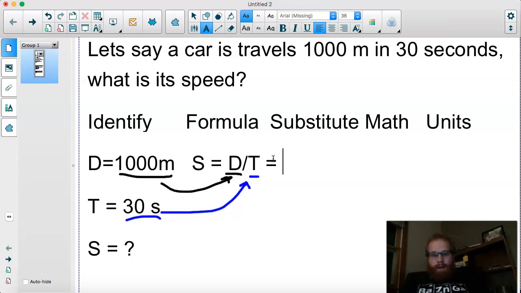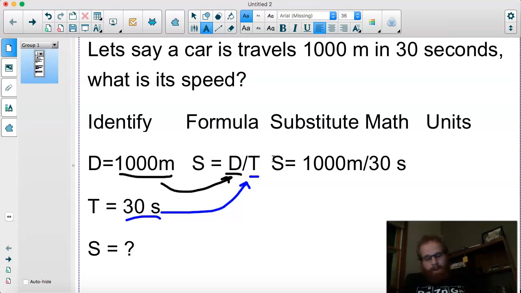So S equals d divided by t. Here, let me write it like this. S equals d, or 1,000 meters, divided by t, or 30 seconds, because 30 seconds is my time.